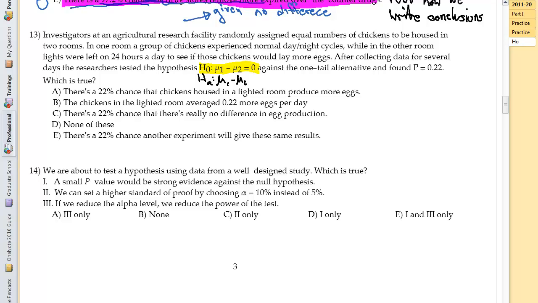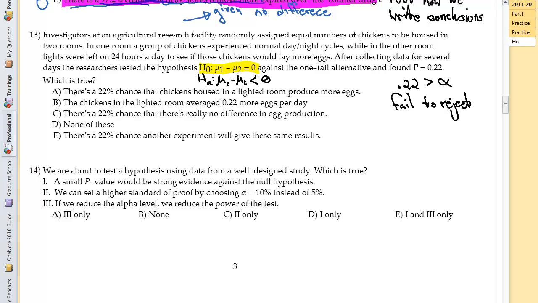All right, so I think what we're assuming is that the second group is going to lay more eggs. If the second group lays more eggs, this is a bigger negative number, so my value should be negative, and I'm going to test it against this. We found that P is 0.22. Well, 0.22 is pretty much always greater than alpha. And so here we're going to fail to reject. Okay?